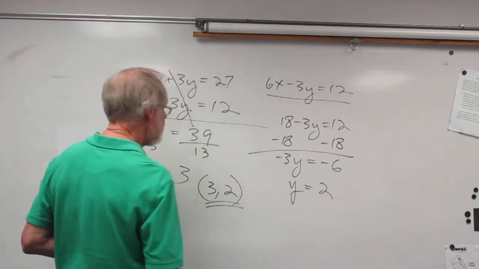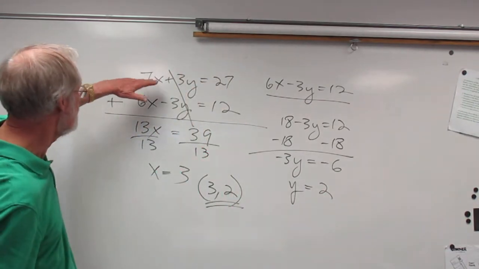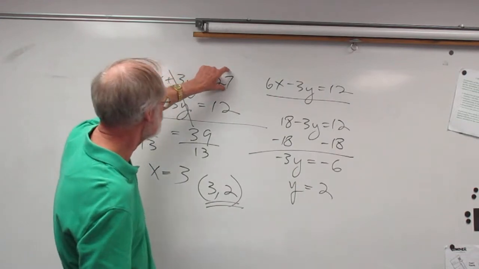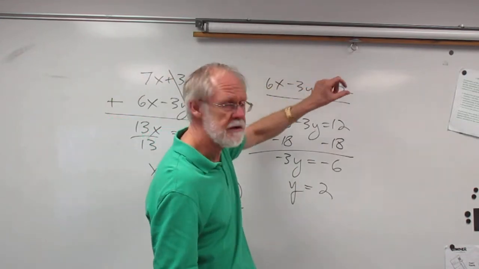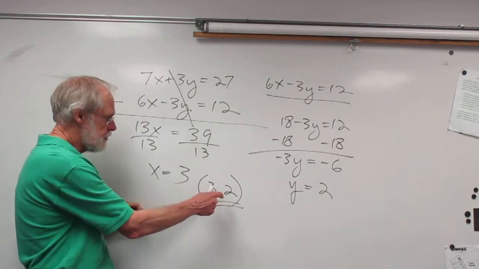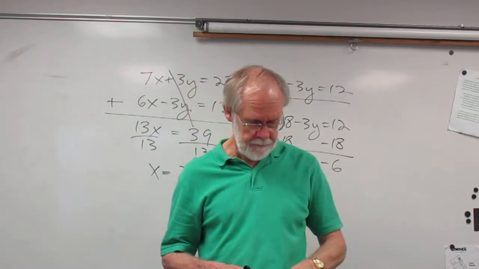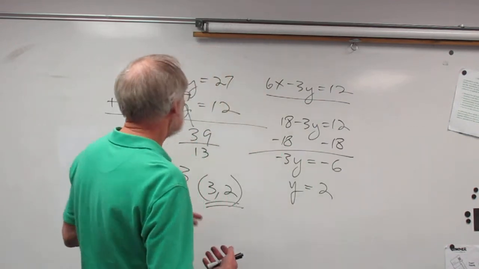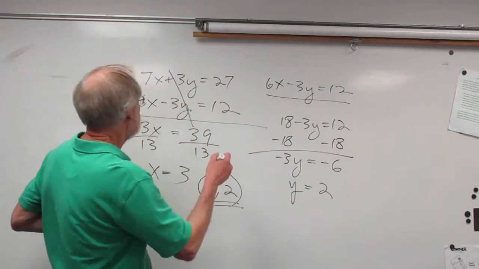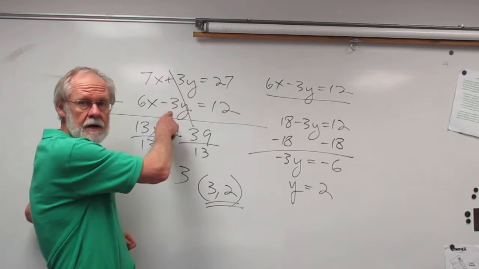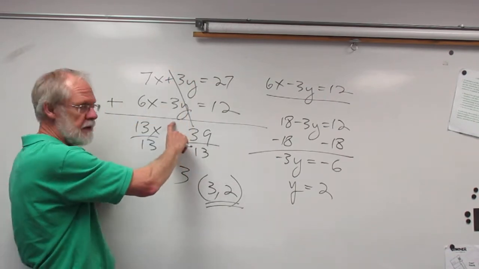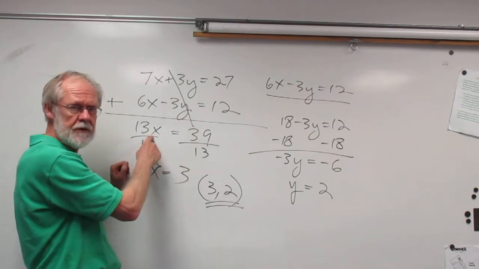And if you went back and checked, you should discover that that works in both equations. That is to say, this side will equal this side, and this side will equal this side if you substitute 3 and 2 for x and y. Point of intersection. Now, I set this one up deliberately to work fairly easily, because as you can see, I had 3y and negative 3y. And when I added them together, I eliminated the y's, and I was then able to solve for x.